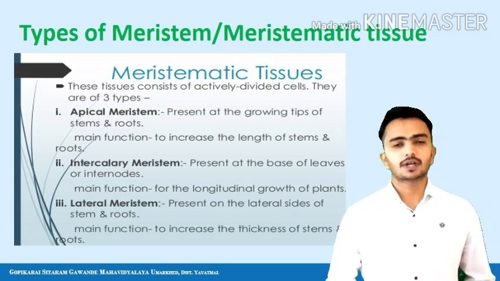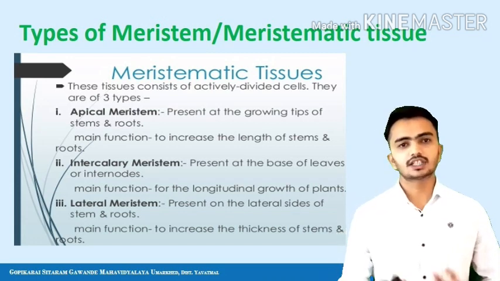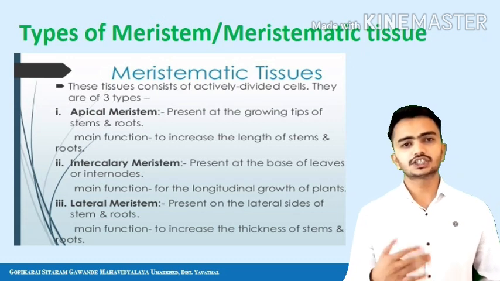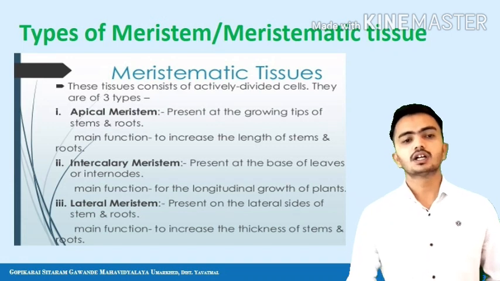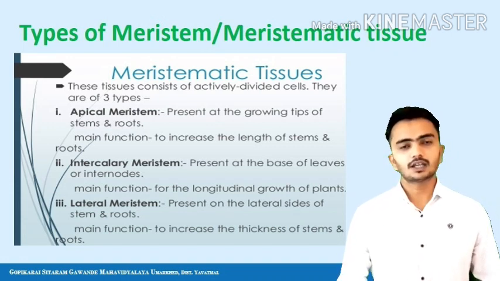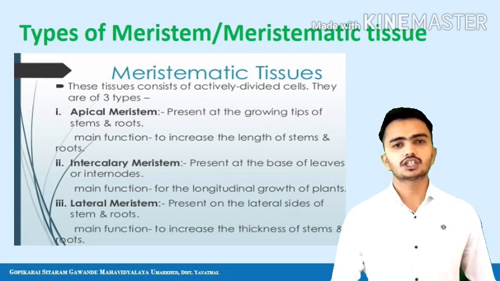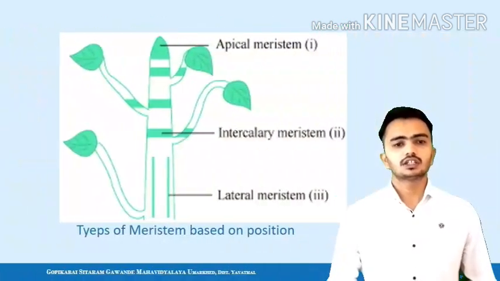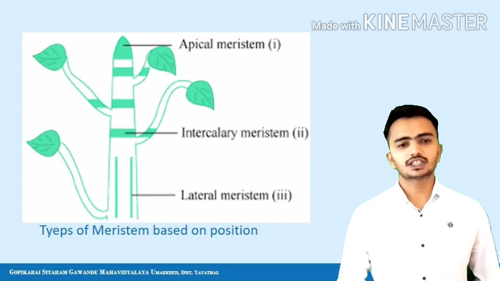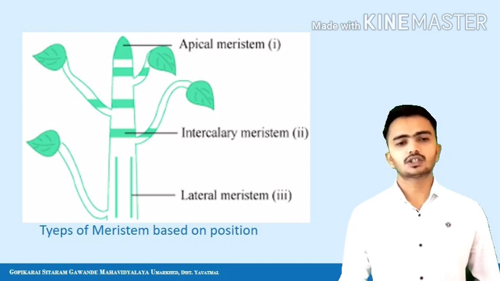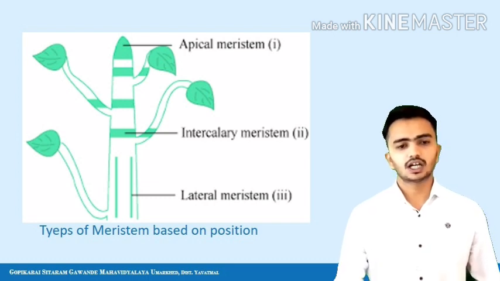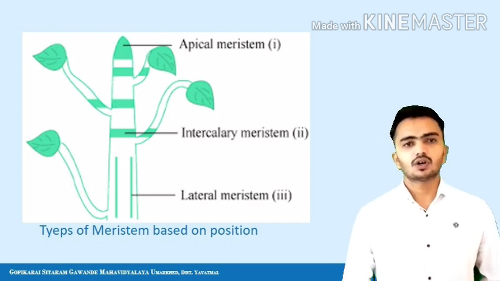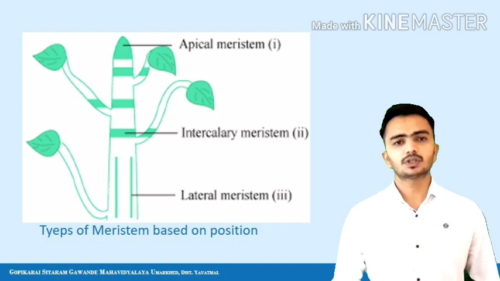So the apical meristem and intercalary meristem are involved in the primary growth, that is increase in the length of a plant, and the lateral meristem is involved in the secondary growth of a plant. So these are the three types of meristem based on the position in a plant body. Then in this picture we can see the apical meristem, which is present at the shoot apex or root apex. Then intercalary meristem, which is present at the base of internode, and third one is the lateral meristem, which is laterally present in a stem or roots. So these are the three types of meristem.